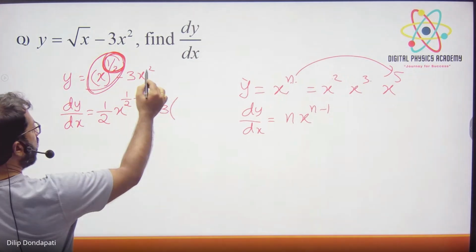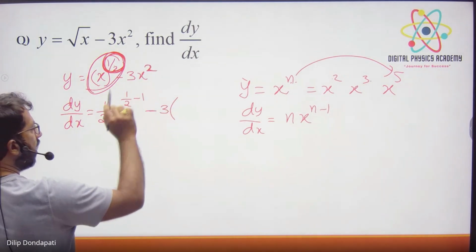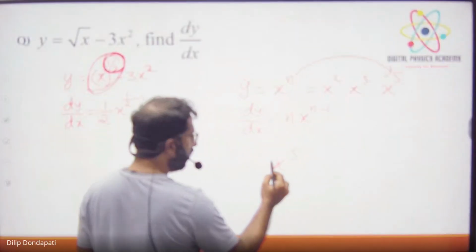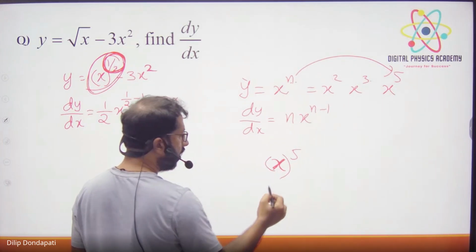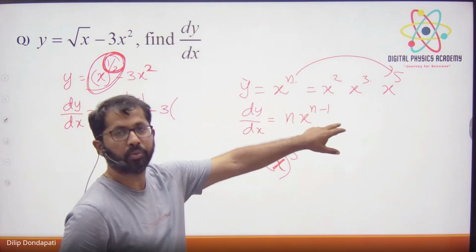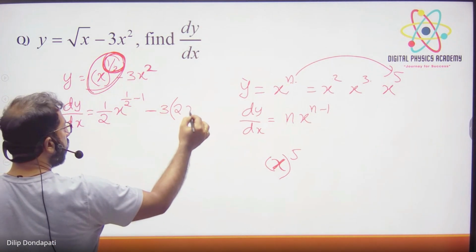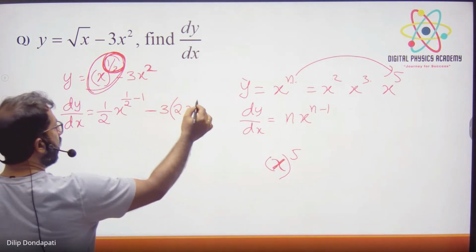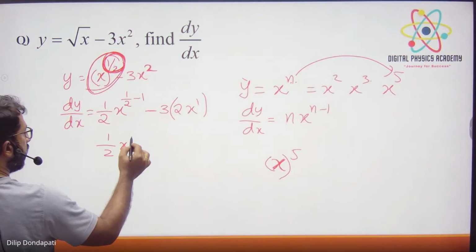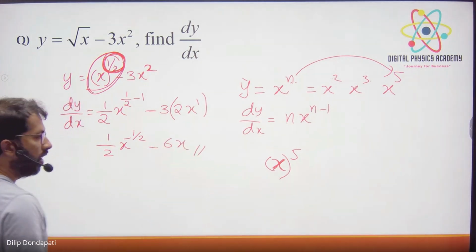Differentiation of x square. Here n is what? 2. You can identify, right? Differentiation of x power 5, n is what? 5. Say that, then only you can substitute 5 into x power 5 minus 1. I say the differentiation of x square is 2 into x power n minus 1, meaning 2 minus 1 is 1. So 1 by 2 x power minus 1 by 2, minus 3 into 6x. This is the answer. Search the formula.